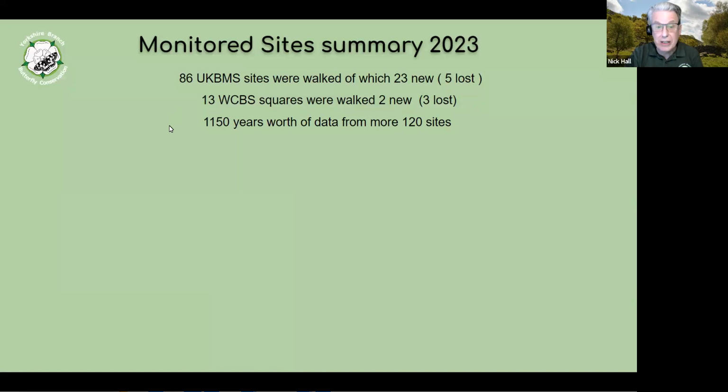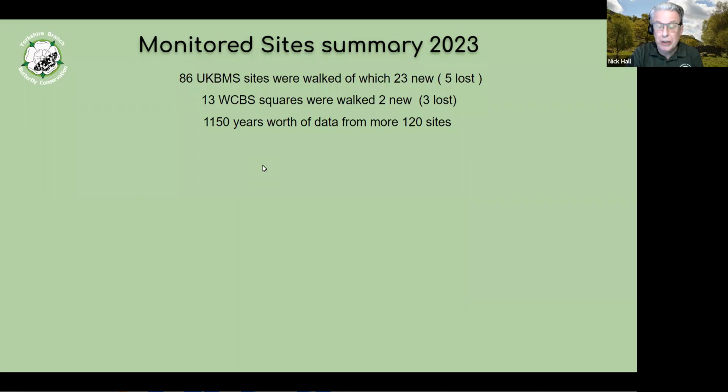Here's an interesting fact, which I hadn't realized before. How many years' worth of data? So if one transect is walked for 1 year, that's 1 year's worth of data. We have 1150 years of data sitting in our database for Yorkshire, and that covers over 120 sites. So you can see on average, we're getting near 10 years of data for each of our sites, which is a good achievement. We can now begin to look at trends.